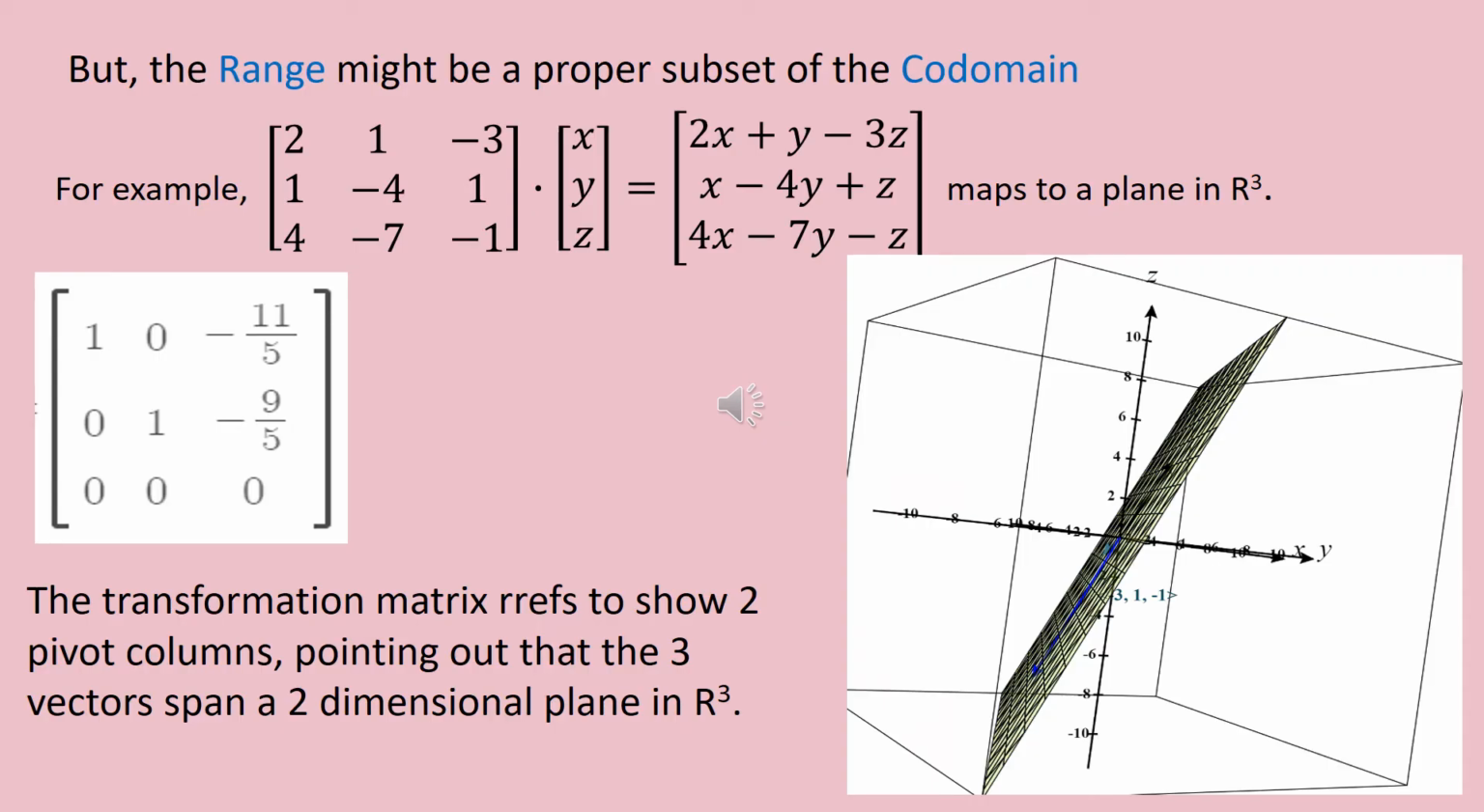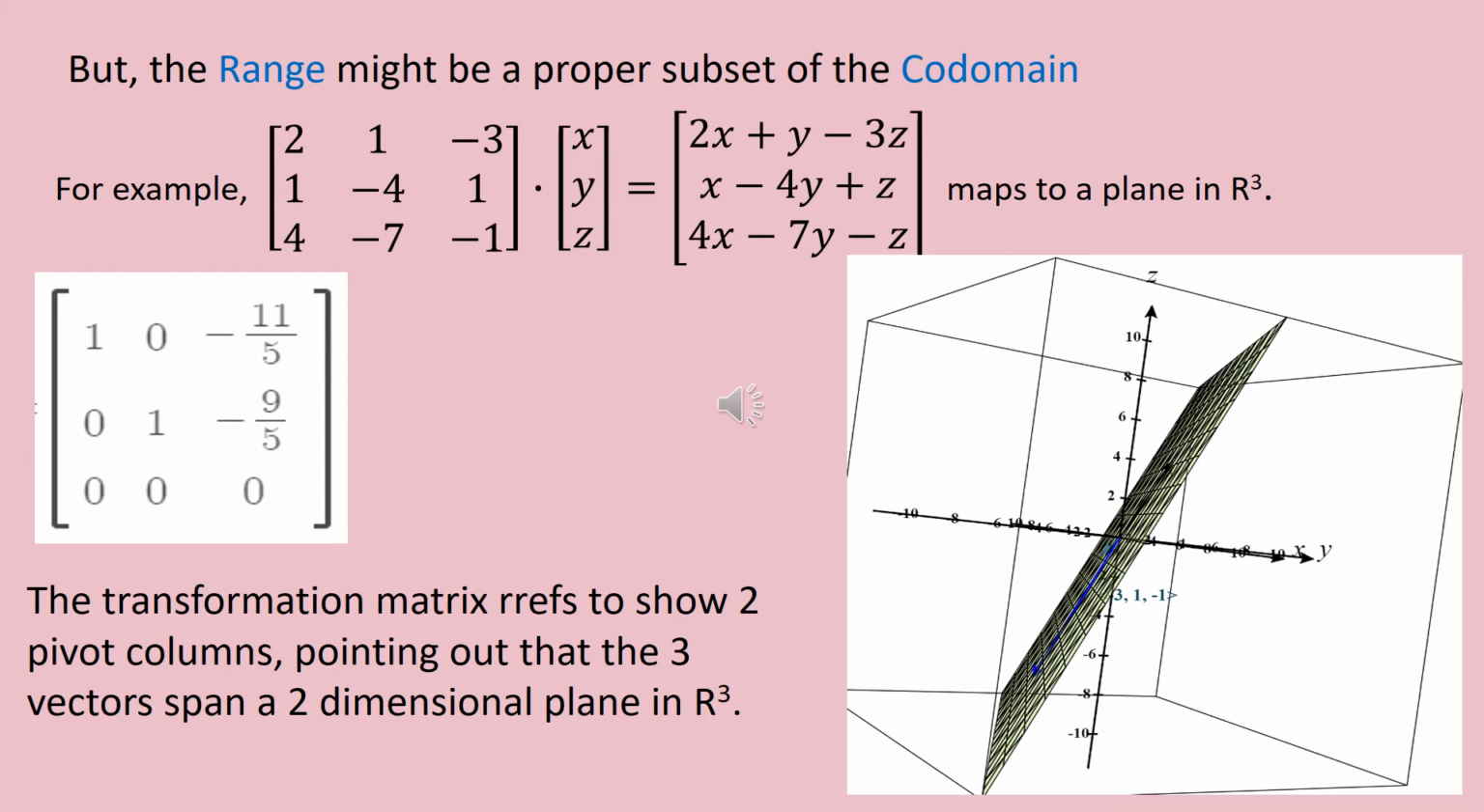But the range might be a proper subset of the codomain. You might not map to entire all of R3 or entire all of R2 or entire all of R4, whatever your codomain is. The range might be just a subset. In this example, our matrix multiplication is accomplished by the matrix that has first column 2, 1, 4, second column 1, negative 4, negative 7, and third column negative 3, 1, negative 1. We map vectors in R3 to a plane in R3.